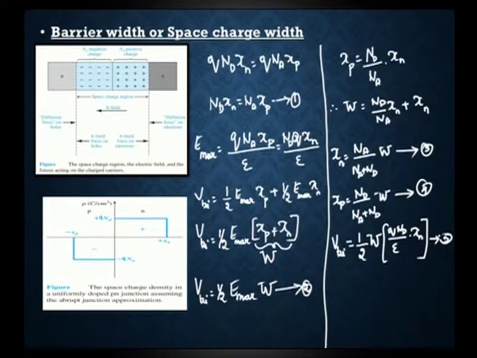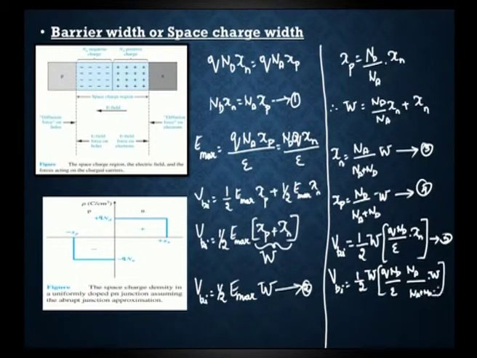The Xn value is also known, so we substitute the Xn value here. Vbi now becomes 1 by 2 into W into Q into Nd divided by epsilon into Na divided by Na plus Nd into W. Vbi can again be written as Q Nd Na divided by epsilon into Na plus Nd, into W square.